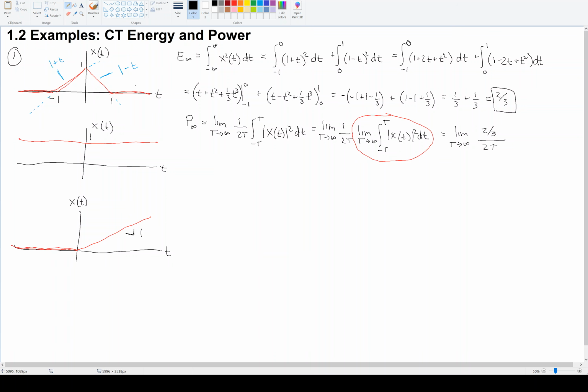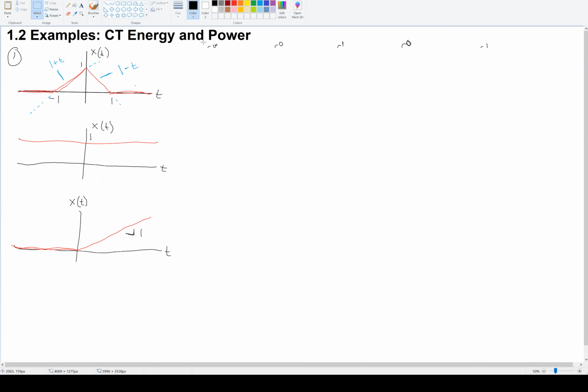So what is that limit equal to? As t goes to infinity, we have a finite number divided by something that goes to infinity. That limit is 0. That is our power averaged over all time. So that was example 1, right? And that was one of those classes that we had on the previous video. So I'm deleting that quickly, but feel free to go back and take a look on your own. Pause the video or whatever you need to do.